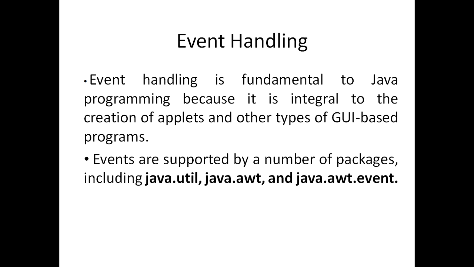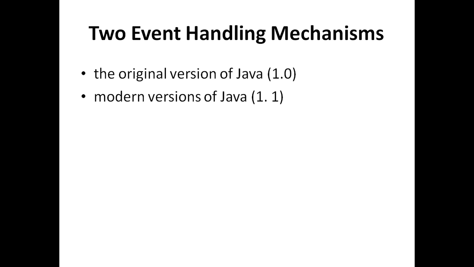Events are supported by a number of packages, including java.util, java.awt, where AWT stands for Abstract Window Toolkit, and java.awt.event. These are the three main packages we use in every Java program to create the graphical user interface.